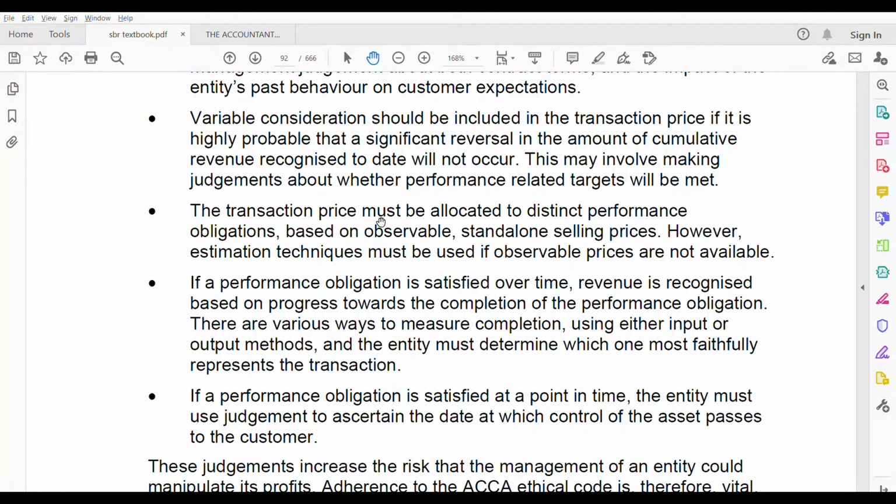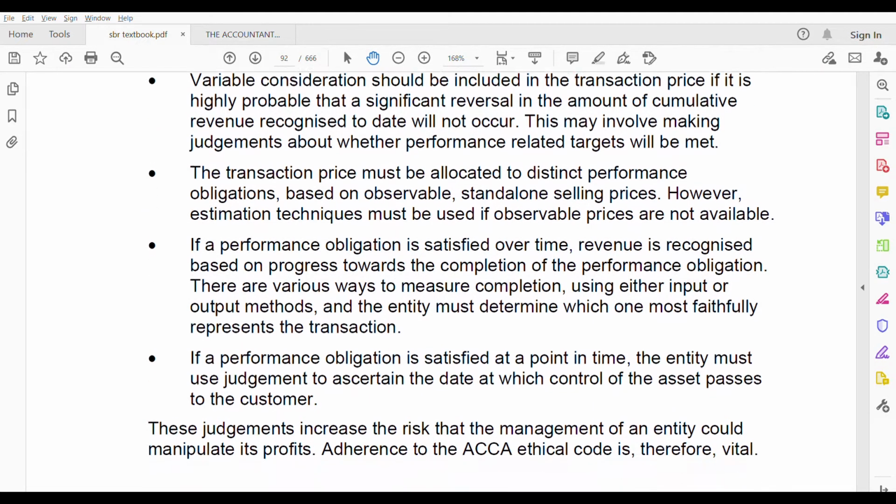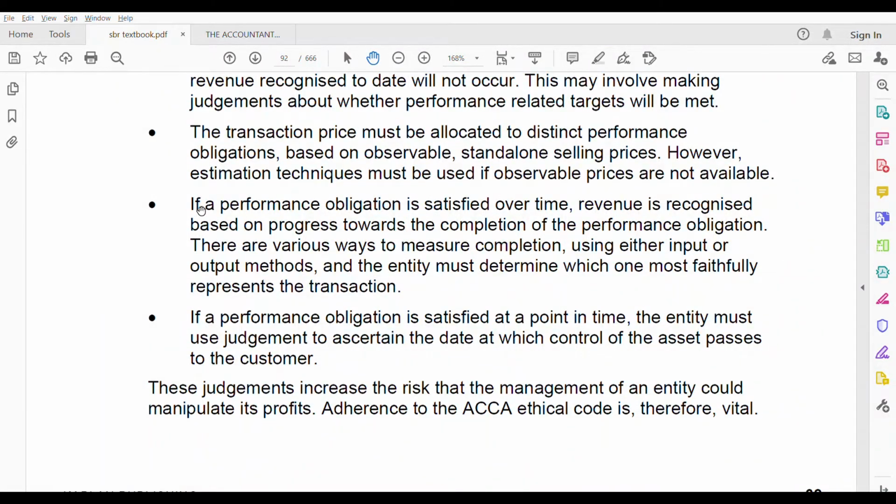Transaction price must be allocated to distinct performance obligations based on observable standalone selling prices. You just cannot divide the transaction price between 2 or 3 performance obligations. It needs to be based on some observable standalone selling prices. However, estimation techniques must be used if observable prices are not available. Sometimes you cannot just observe the prices, they might not be there. At that time you have to estimate it. So, estimation techniques is a judgment area. If a performance obligation is satisfied over time, then what?